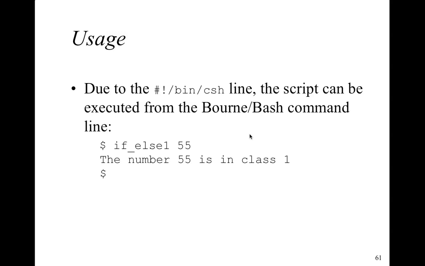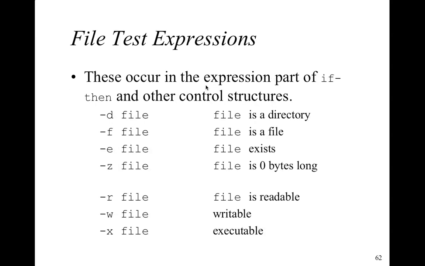In terms of the usage, due to this line that was at the beginning, the script can be executed from the Bourne or bash command because it's going to run the C shell for you automatically. So the number 55 is in class number 1.